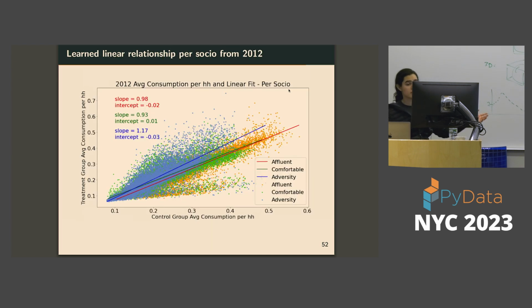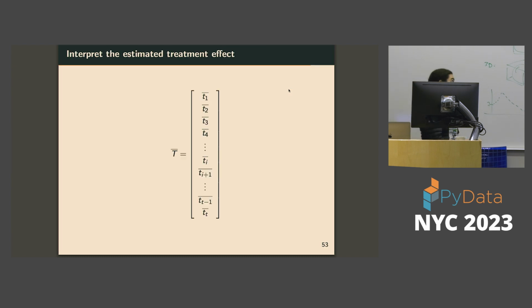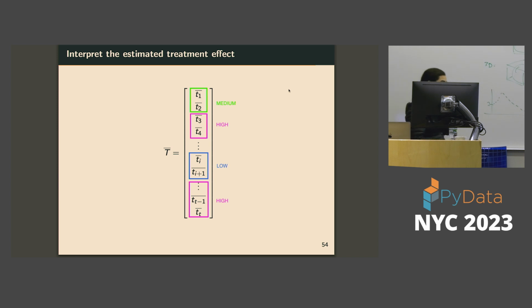So you can apply the line on your 2013 data to get that counterfactual, and now you have an estimate for your treatment. So this is what your treatment estimate looks like. It is also a vector of size t, but let's go back to the original question. The original question was, what is the effect of this treatment on high price hours?